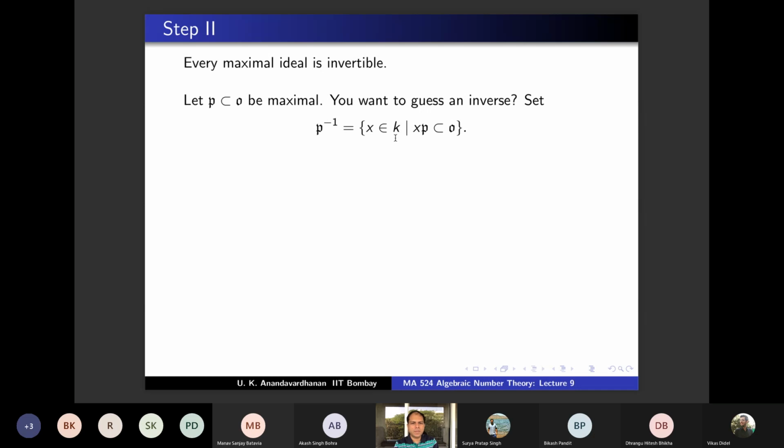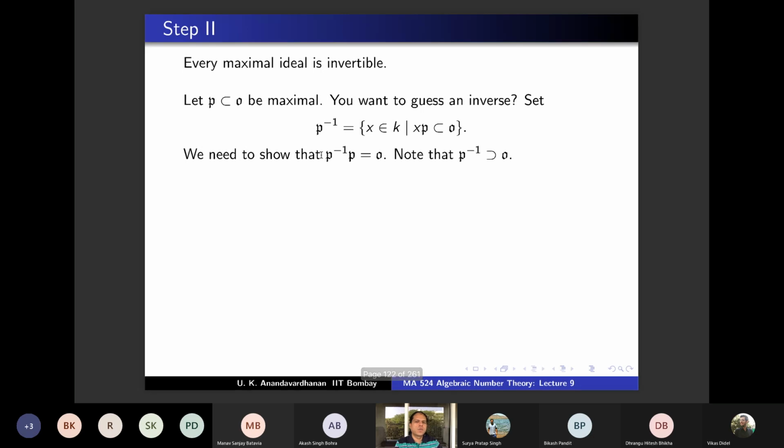So that is a good set to consider, because finally you want the inverse to have the property that inverse times this is equal to O. Okay, so this is one of the first things that you should consider. And so take this, and we are going to show that this is the inverse. We will show that P inverse times P is equal to O. Many times I'll write only one way because everything is abelian.